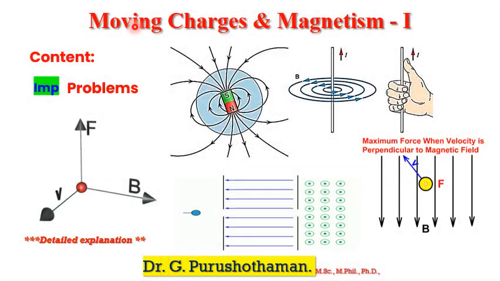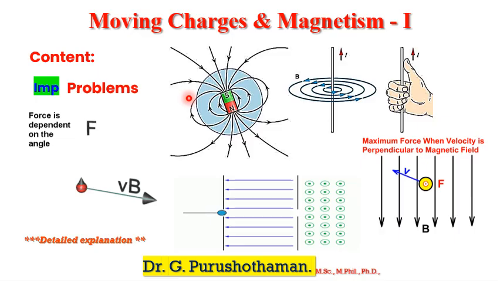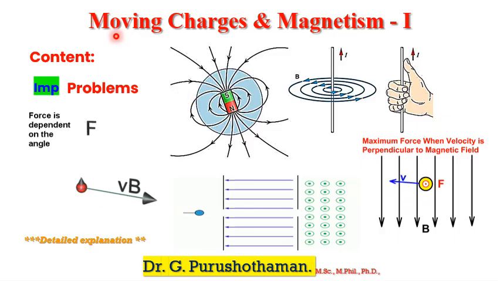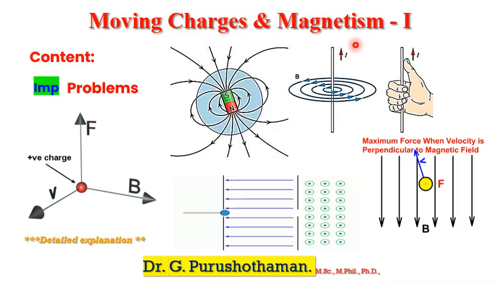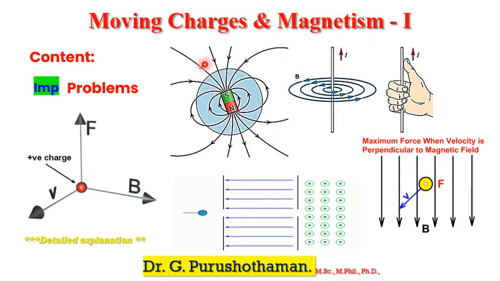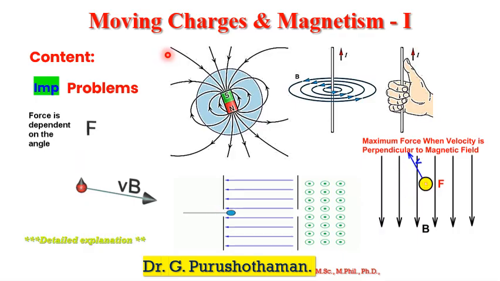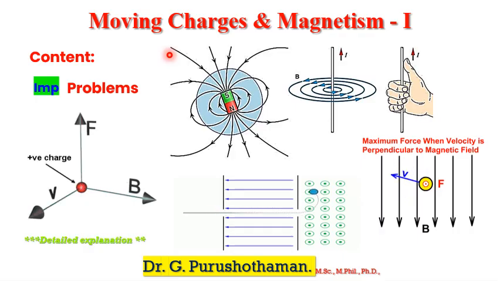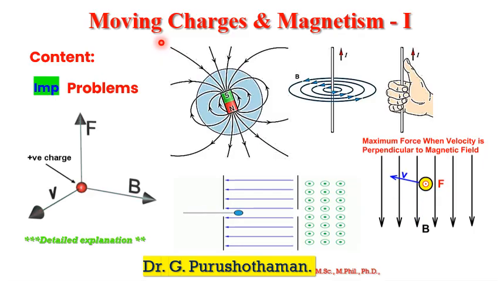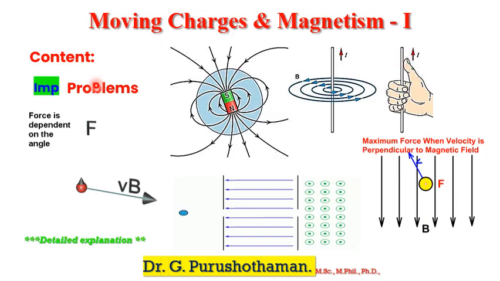Today we are going to see some of the important chapters. In that, the third important one is moving charges and magnetism. The first two are current electricity and semiconductors. Definitely, in NEET and EAMCET, you can have 2 to 3 questions from those two chapters, and the third important chapter here is moving charges and magnetism.